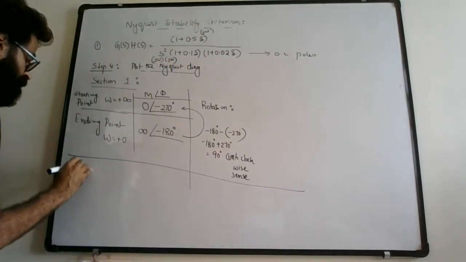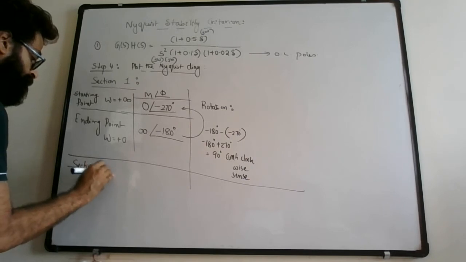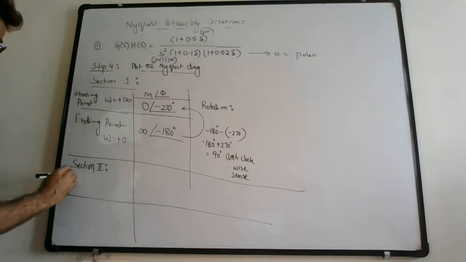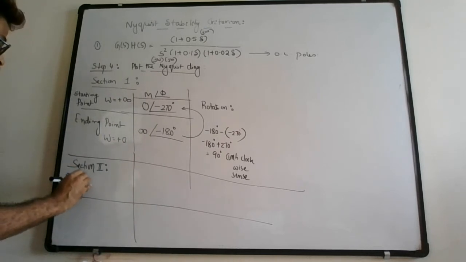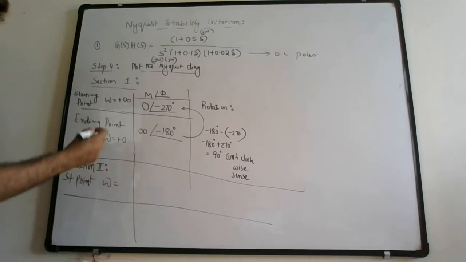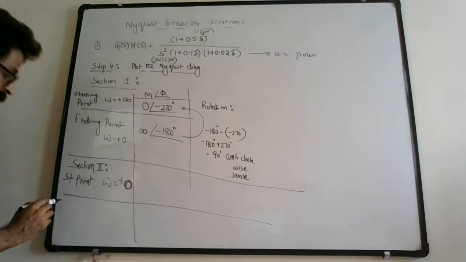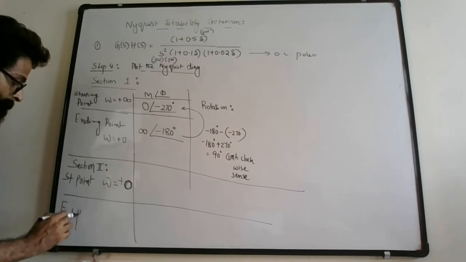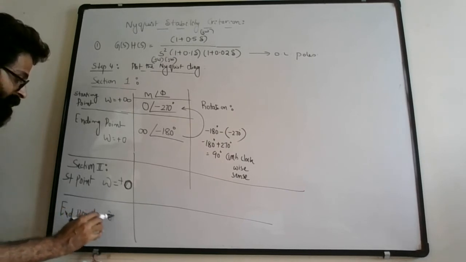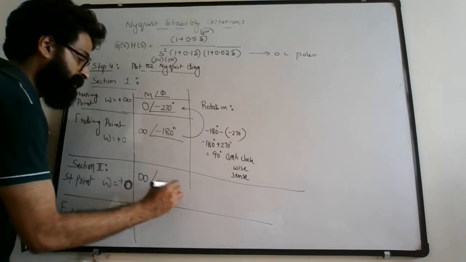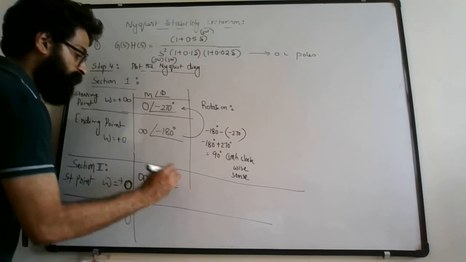Similarly, you can do section 2. Okay. Quickly let me write. Starting point. What is the starting point in section 2? Omega equal to plus 0. And what is the end point? The end point is omega equal to minus 0. So omega equal to plus 0, do you have to find out once again? No, because the result is already here. Infinity at an angle minus 180 degree.